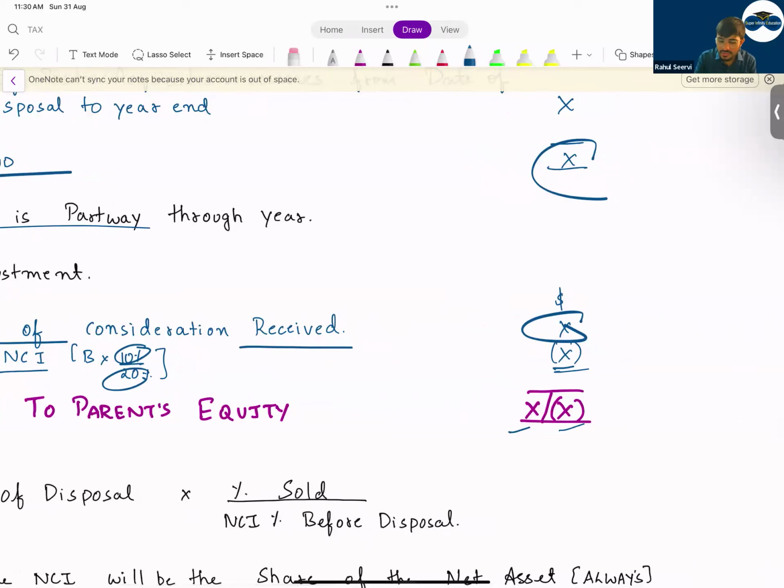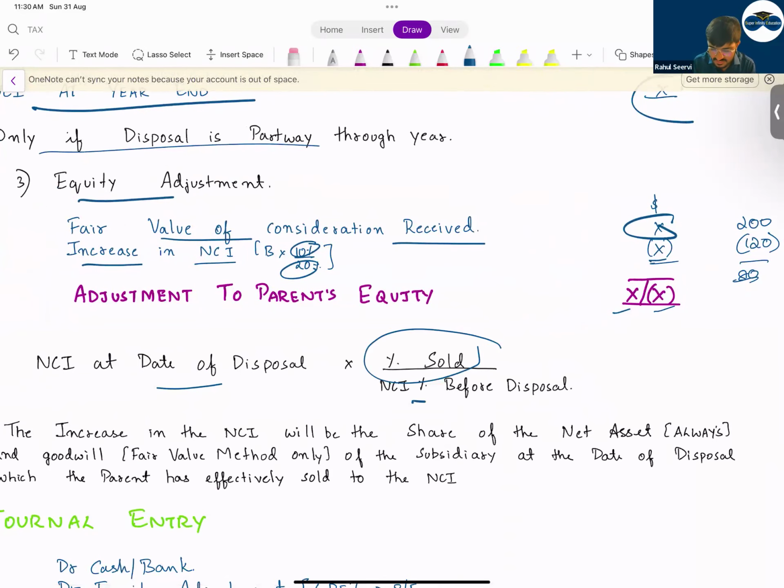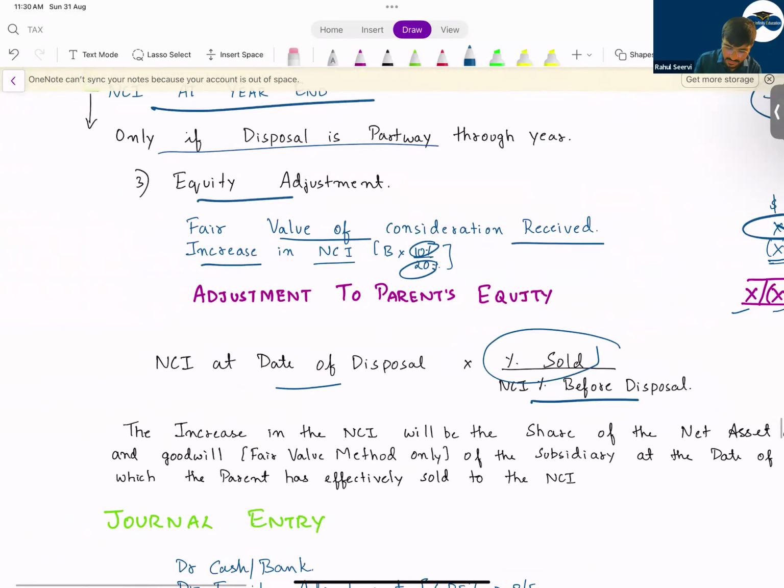That means you're receiving how much? 200. And I say the NCA is only increasing by 120. That means it's a profit for you, 80. You're receiving how much? 200. But how much is the value that you're losing? 120. So NCA at disposal percentage and NCA before disposal. What is the sold percentage and divided by this?